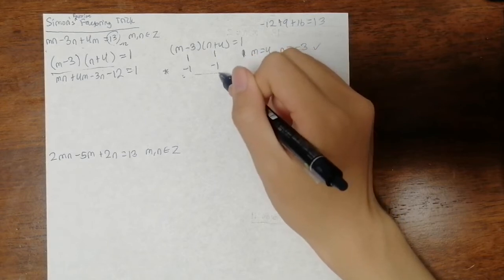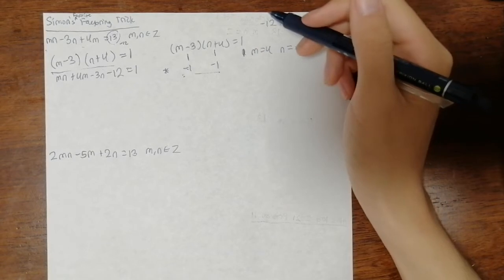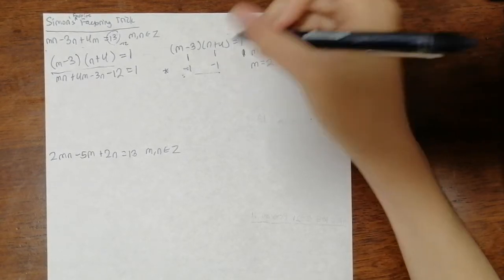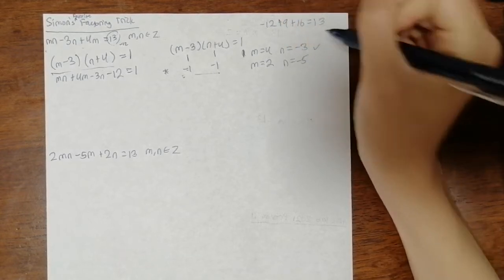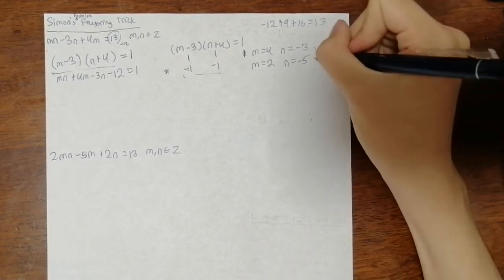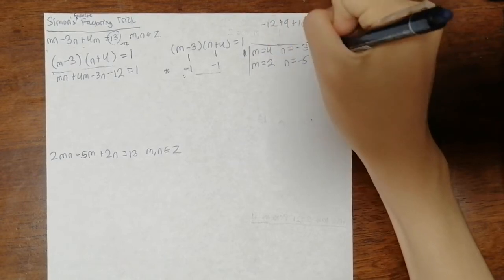Now we have this other case. If m minus 3 is negative 1, m is 2. And if n plus 4 is negative 1, n is negative 5. And you can check if this works on your own. I'm going to just assume it works for time's sake. So these are our two solutions.